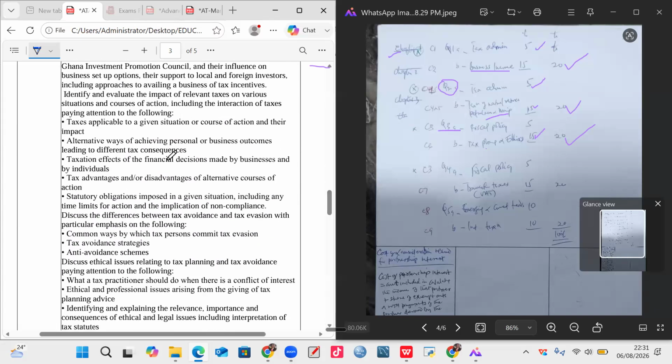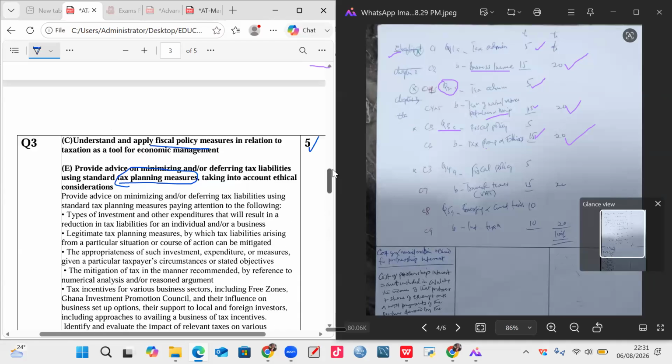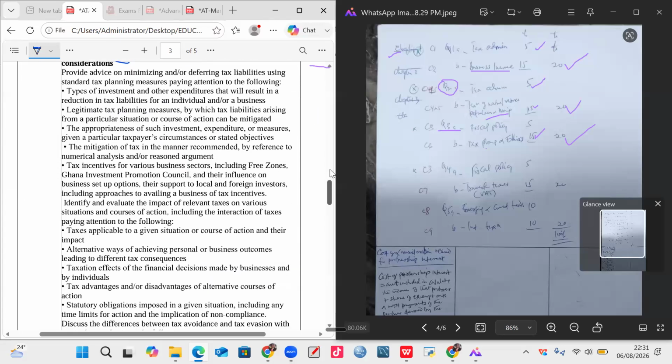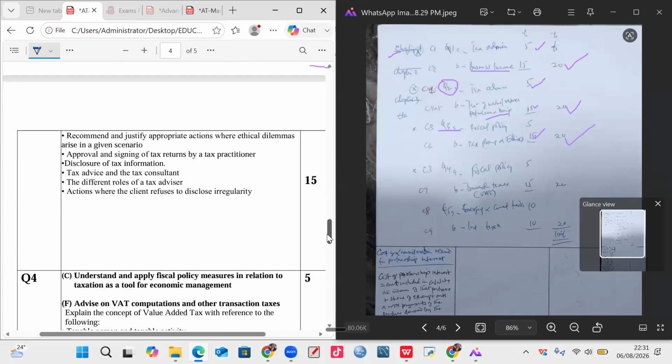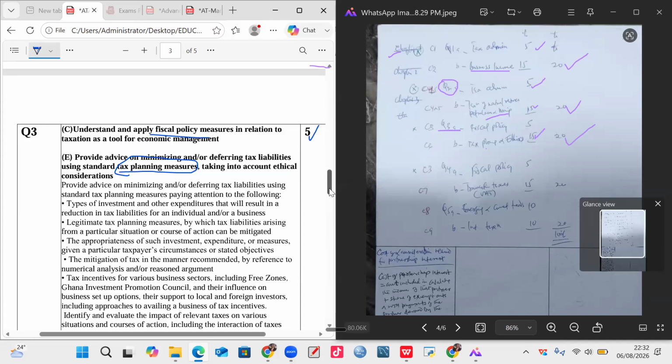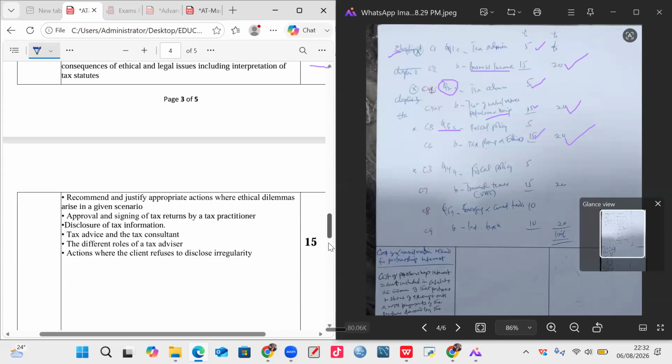All of this. What is the name? DTA, double taxation agreements, right? All of them are part of the tax planning. Okay. Disclosure of tax information, the different rules of a tax, all these, they are all tax planning. So if there are computations in there, the same questions, I'll solve them.